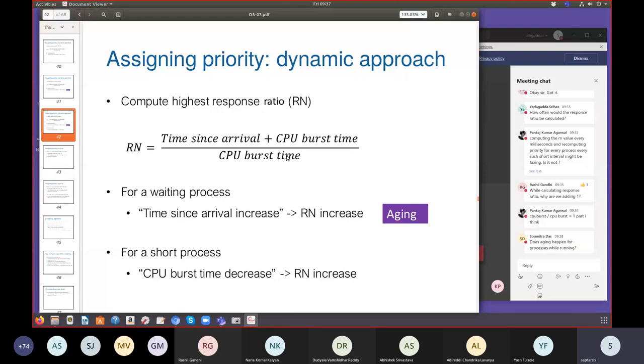And to answer Shriyash's question, how often would the response ratio be calculated? That's a good question. I would imagine that every time the scheduler is invoked, it will do this small timekeeping for every process in the ready queue, and then decide which process to run next. I don't think this will take too much time.